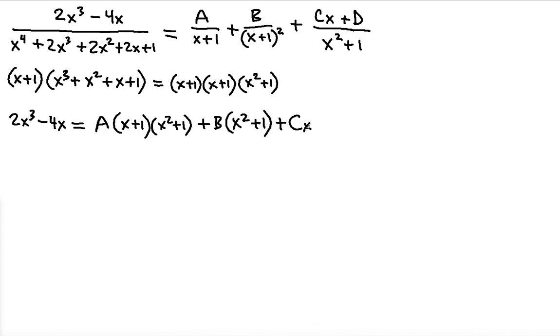Then the cx must be multiplied by these two linear factors, because it has only the x squared plus 1 quadratic factor beneath it. Right, so it's going to be x plus 1 and x plus 1. And then finally the d multiplies the same thing, right? x plus 1 and x plus 1, just like the c did, except it doesn't have the x. So x plus 1 and x plus 1.